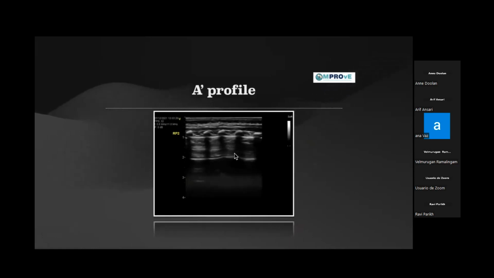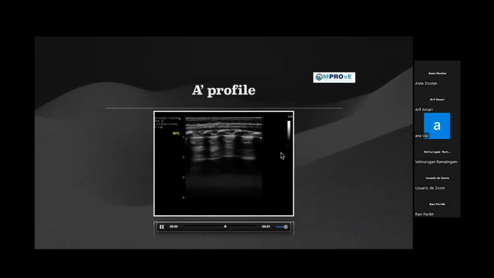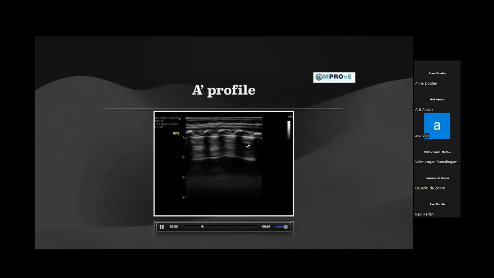Again, to show you A prime, just to make you accustomed to how it looks different, you can see again, it is a kind of movement you're getting from the adjacent normal lung there. So you can see the breathing movement, but is there a pleural sliding? No. Now you are convinced there is no pleural sliding here, without doing M mode. So no pleural sliding, only A lines. I don't see any comet tail or B lines here. A prime profile.